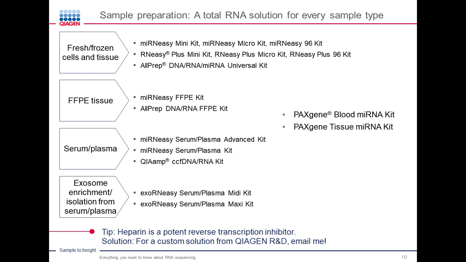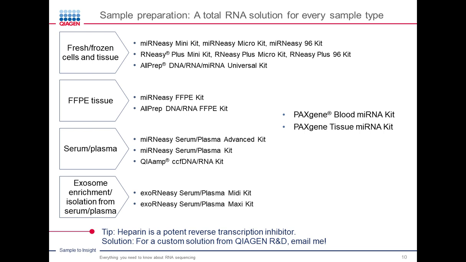So here at QIAGEN, we've developed our reputation as the gold standard for sample prep over years and years and years. So for fresh and frozen cells and tissues, we recommend the microRNA kits. The microRNA kits give you the true total RNA fraction, so everything from your very small microRNAs to your mRNAs. These come in three flavors: the mini, the micro, and the 96. Minis for your standard samples, micros for your ultra small samples, and 96 is when you need more than just your single spin columns.